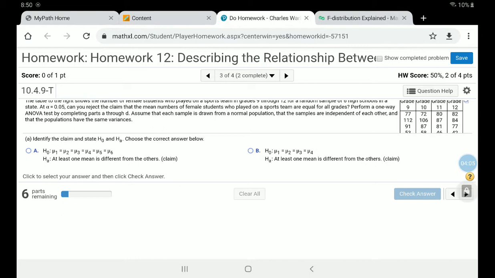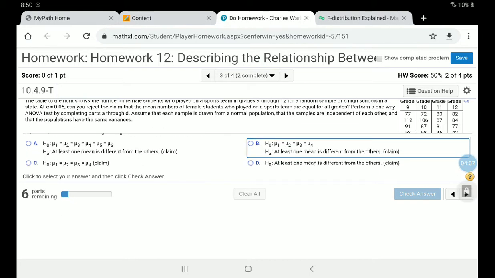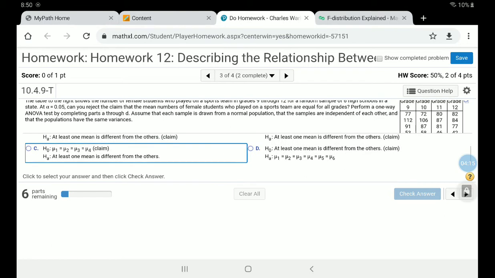Okay, here comes A. State the null and alternative hypothesis. Remember the null hypothesis, the status quo. You assume that they are equal. And that's what the claim was too. So the null hypothesis is that they are equal, and make sure that that is the claim. So in my case, there's the null hypothesis that they are equal, and that is the claim. For me, that's C. Yours will be different.